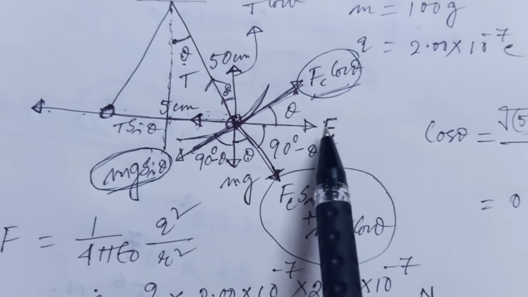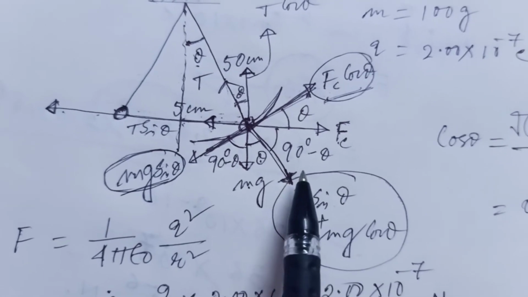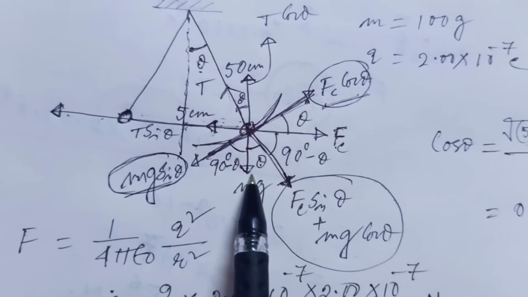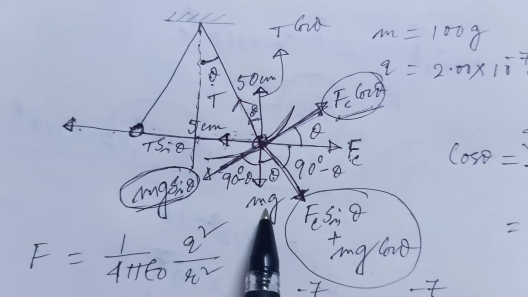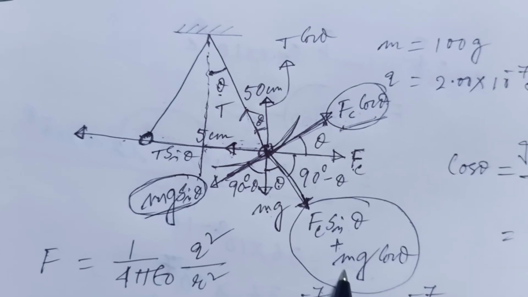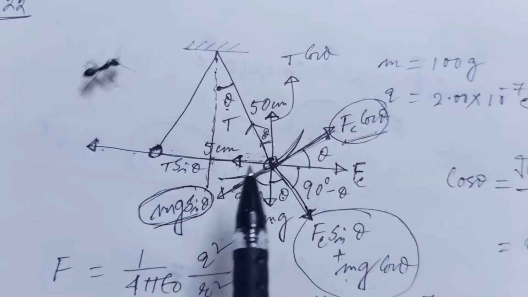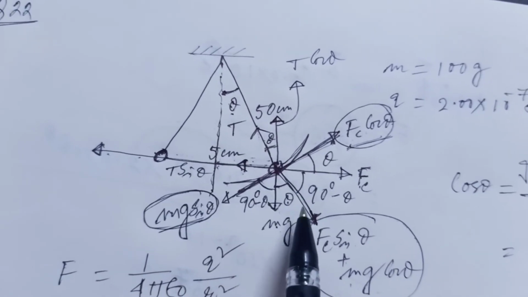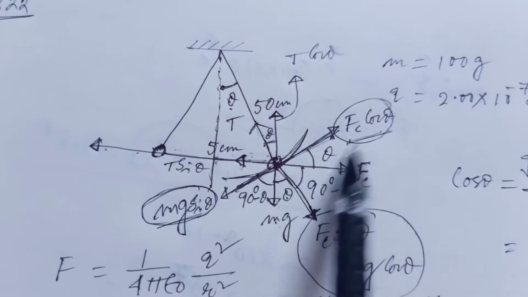So this is FC, then it is FC cos theta, and it is FC sin theta. First of all, resolve this force and this force. There are two forces. So this is mg sin theta and mg cos theta, FC cos theta, FC sin theta. And then this angle is theta, this is also theta. Since this is theta, and this is a vertically opposite angle, this is 90 minus theta, this is also 90 minus theta, and this is theta.